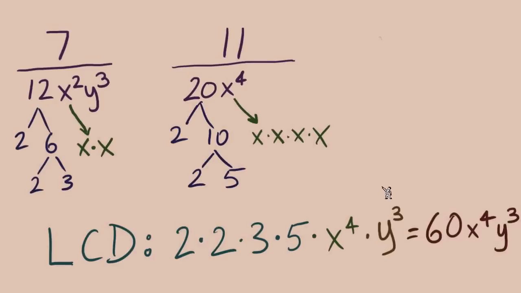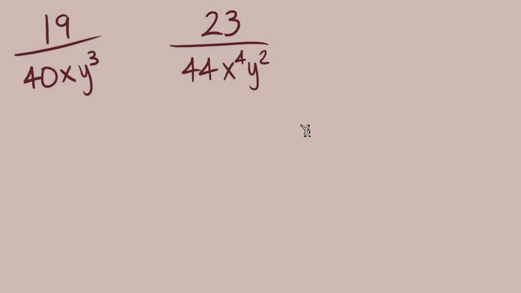So our LCD is a list where we can find each of our denominators also in this list, but we'll often have some extra ones so that both of our lists are totally covered by the LCD. Now here's an example for you to try. So just remember our steps for finding the LCD.